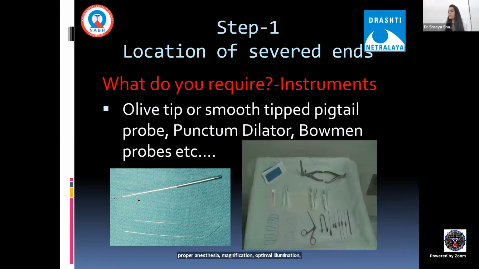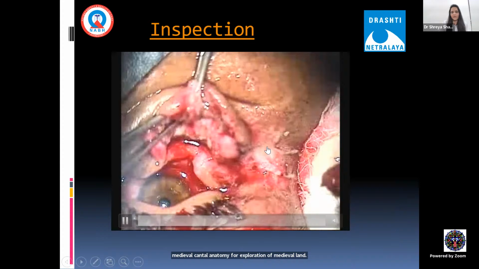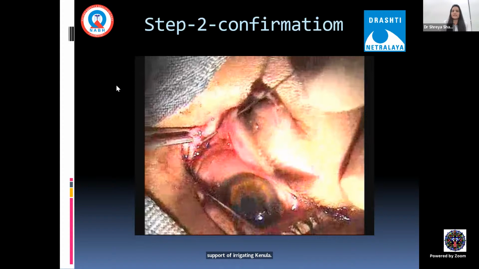What are the steps to do canalicular repair? Step one is location of the severed medial cut end, and that requires understanding of medial canthal anatomy for exploration of the medial end. So the first thing we do is simple inspection. If you are able to see the pharyngeus ring reflex and you are able to find it, it's much, much better, but it's very difficult. Sometimes if you are not able to find it, you may have to take support of an irrigating cannula, fluorescein, BSS, yellow viscoelastic or methylene blue. But it's very, very difficult.